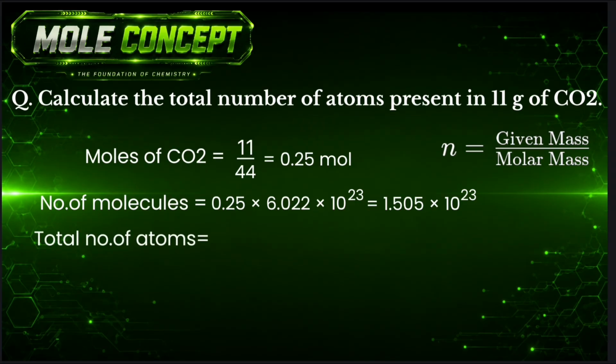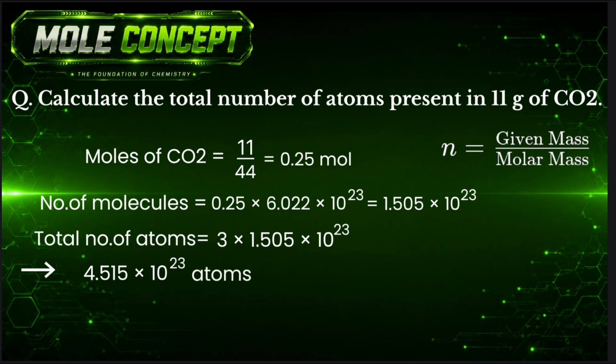Now we find the total number of atoms. In CO2, there is 1 carbon atom and 2 oxygen atoms, so total equals 3 atoms. So we multiply 3 by 1.505 times 10 to the power 23. We get 4.515 times 10 to the power 23 atoms.